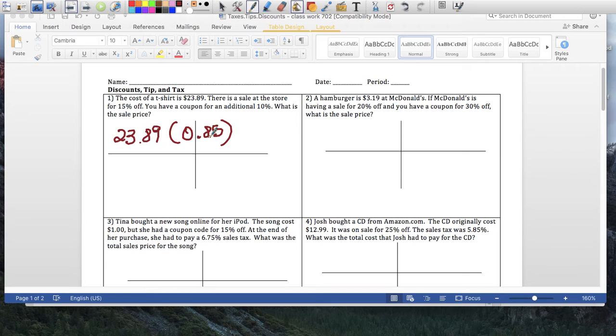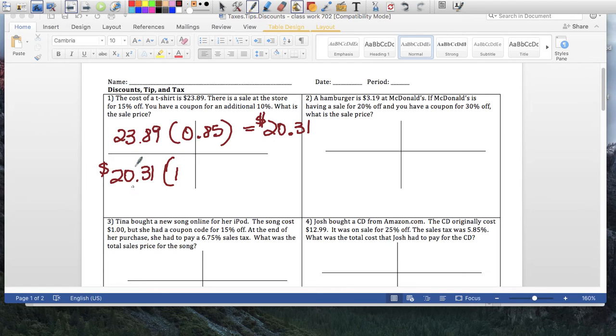So 23.89 times 0.85, which means your price now is $20.31 rounded. Okay, so then you take it to the register. I'm sorry, you're still at the register, but then you say, I have an extra coupon for 10%.